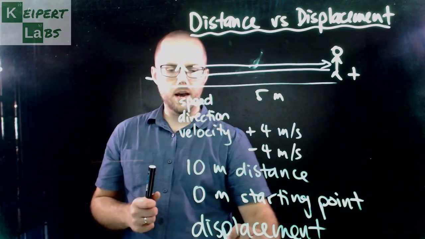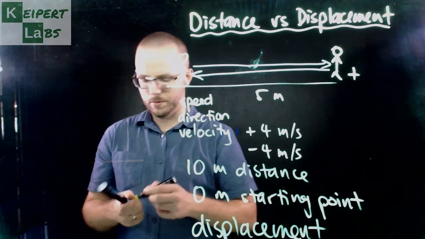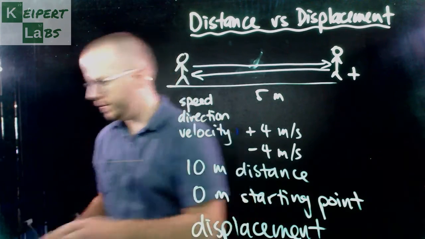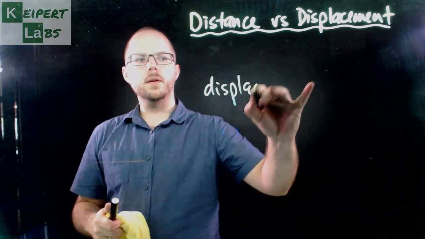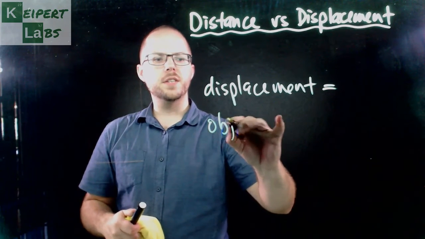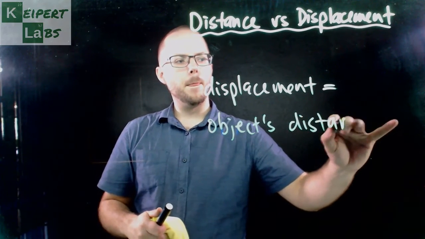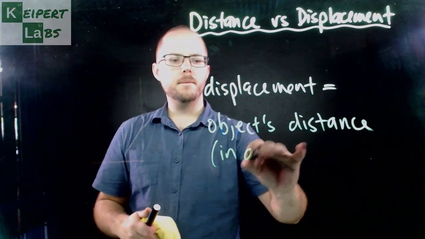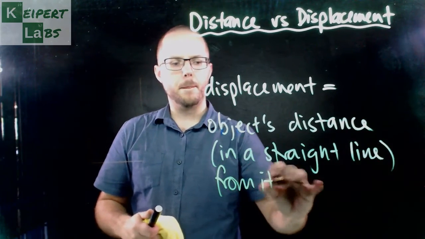So that is our object's distance. All right, I'll rewrite it. An object's displacement is the object's distance in a straight line from its starting point.